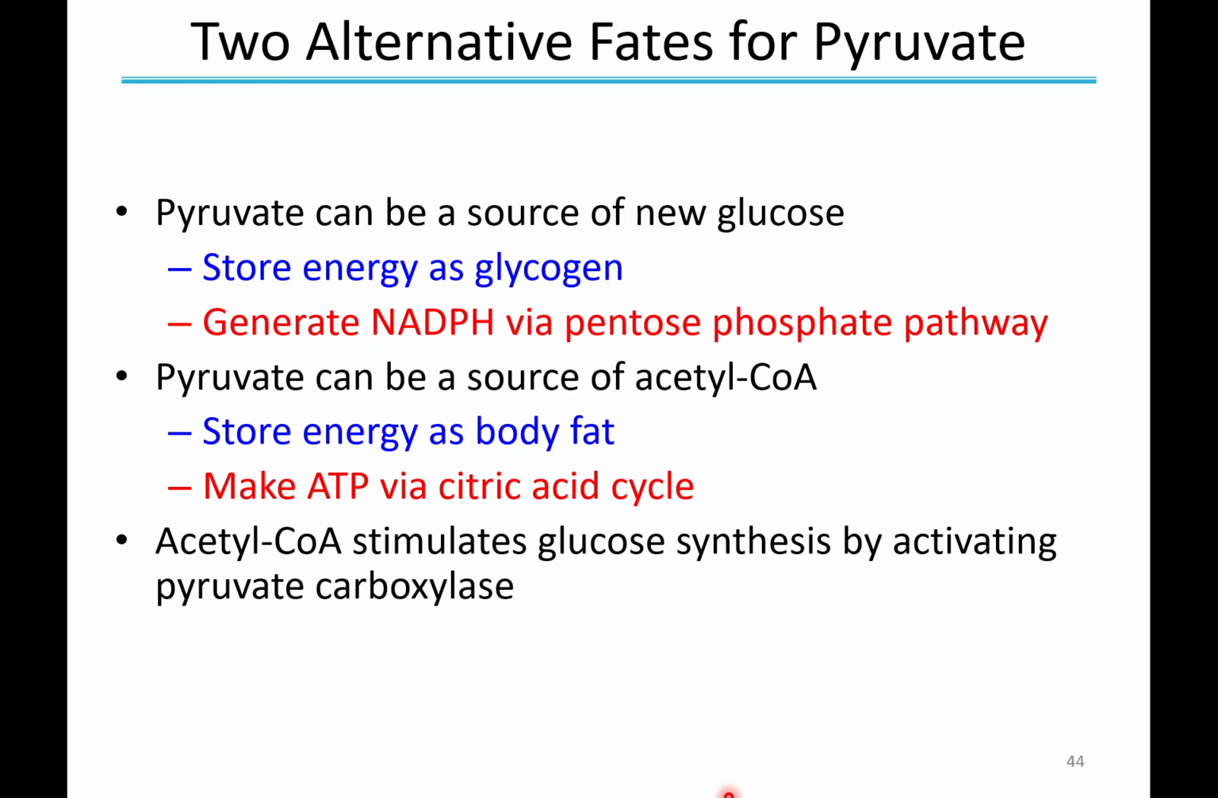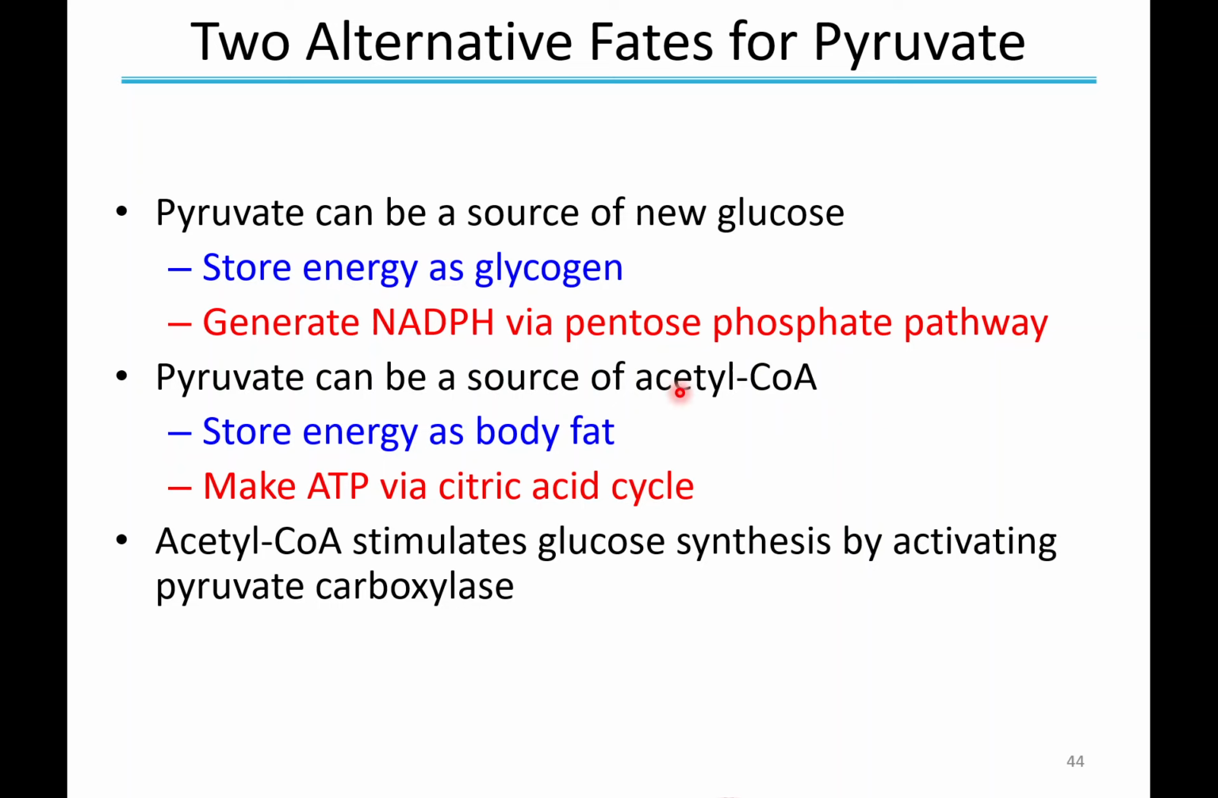So the last, the product of glycolysis, pyruvate, can have different fates. Okay, pyruvate can be a source of new glucose through gluconeogenesis, right? So if you have lots of energy, you can take your pyruvate and feed it back into gluconeogenesis to make glucose, which ultimately is stored as glycogen. Okay. You can also use that glucose that you've made from pyruvate to generate NADPH in the pentose phosphate pathway. Okay, so that's pyruvate as a source of glucose.